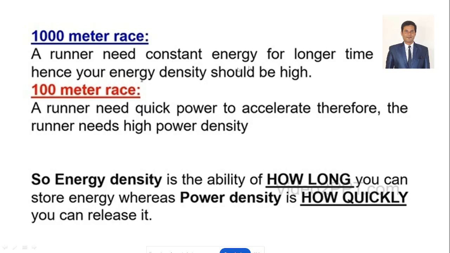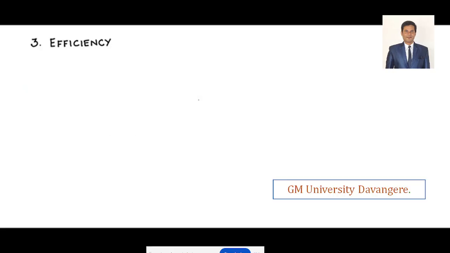That is what the example is. The constant energy will be there, especially for energy density. In power density, we have the quick release of power in a fraction of seconds. So this is how we have understood the differences between power density and energy density. All right, so next we will go with the efficiency.